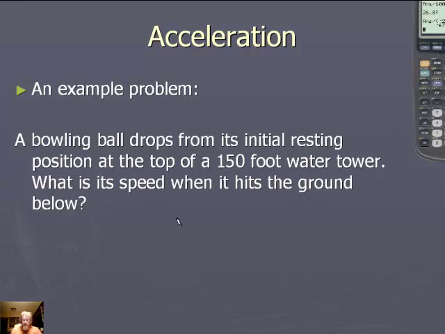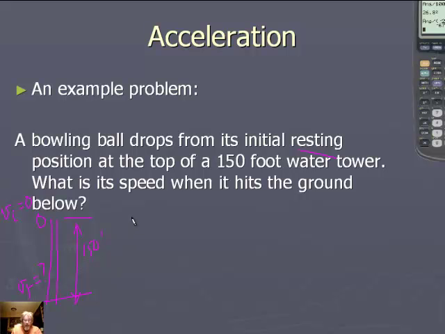A bowling ball drops from its initial resting position at the top of a 150-foot water tower. So analyzing the problem, I'm going to draw a picture of my water tower. Here's my bowling ball. It's in a resting position, so that means Vi is 0. It's on a 150-foot tower, so this distance here is 150 feet, and it's going to fall to the ground, and I want to know what is its final velocity. How fast is it going when it hits the ground?